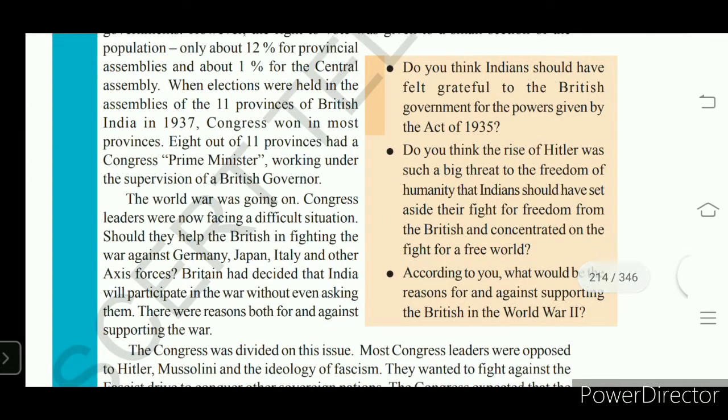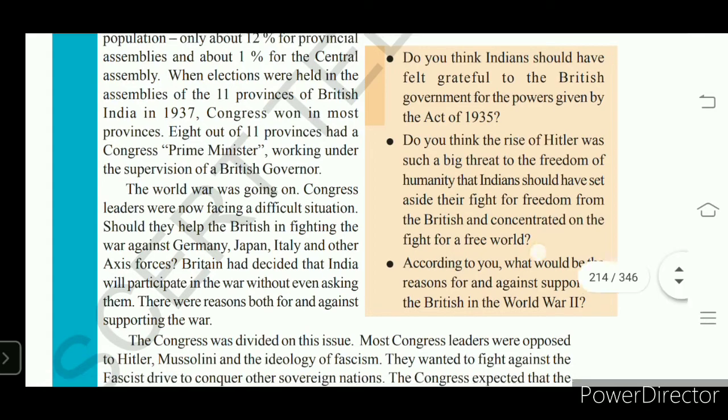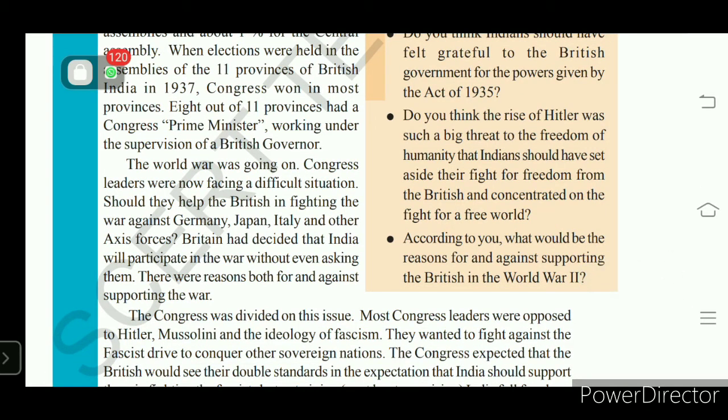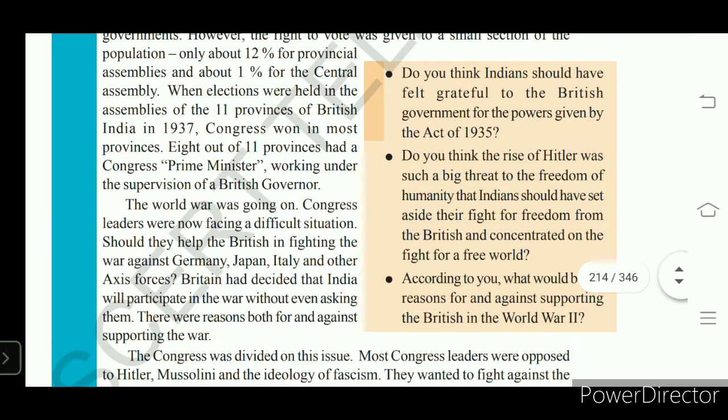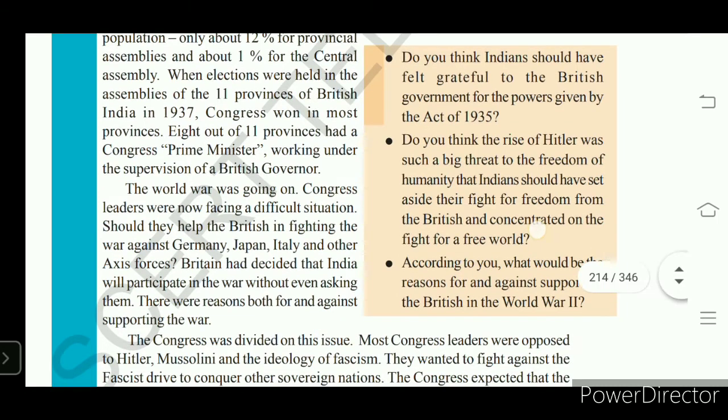So it was a Second World War period. The Congress leaders were in a discussion that as they formed the government in 8 provinces, when British decided to enter into the World War II, we discussed, no, it was World War II, Allied powers and Axis powers. Allied powers were against the Axis powers. The British wanted Indian people also should take part in a Second World War.